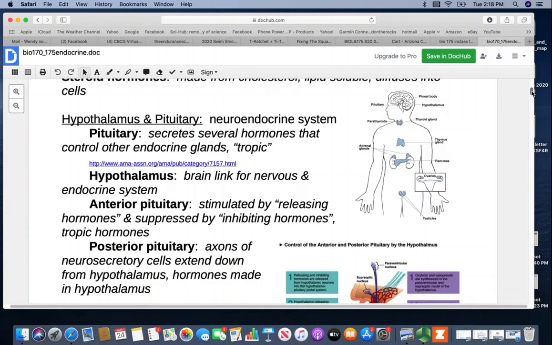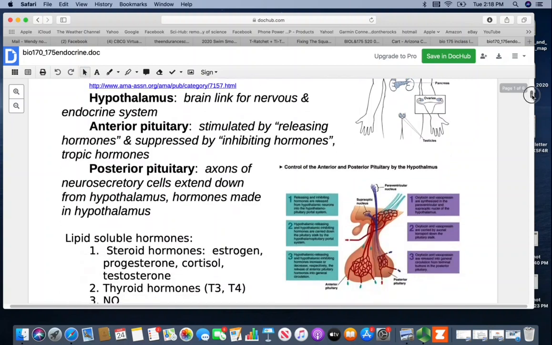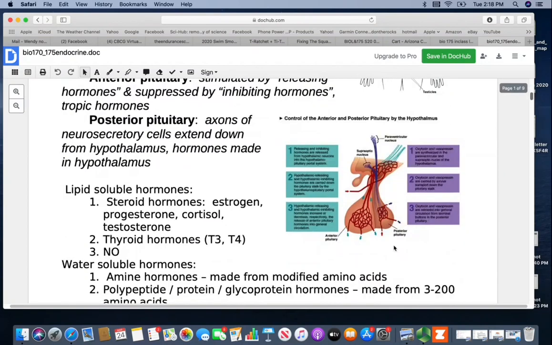With our pituitary gland, it's going to have an anterior and posterior lobe. The anterior pituitary is stimulated by releasing hormones, and a lot of times those hormones will actually have releasing hormone in their name, and then suppressed by inhibiting hormones, again having inhibiting hormone in their name, which makes them tropic hormones. The posterior pituitary is going to have axons of neurosecretory cells that are going to extend down from the hypothalamus, so the hormones are actually made in the hypothalamus. So this illustration shows you having an anterior and posterior pituitary.